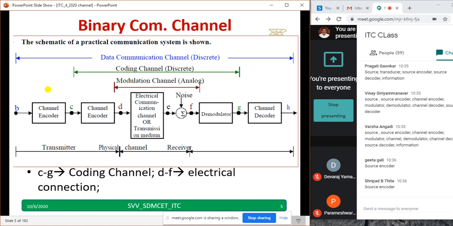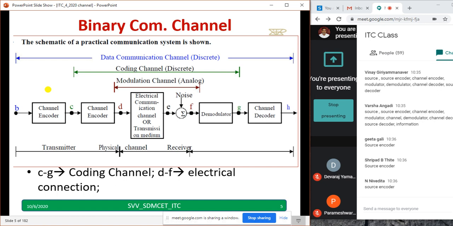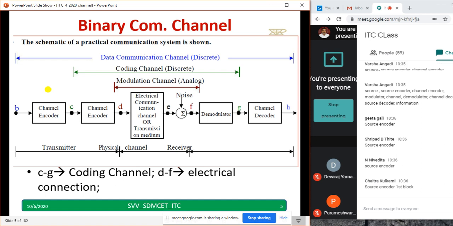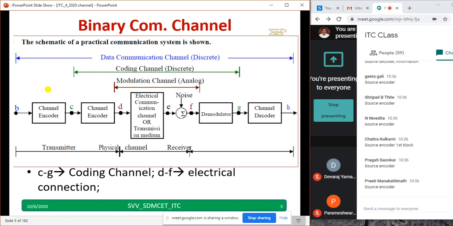Thank you. But actually here, source encoder will not come in the communication system. It is before the communication system that source encoder will come. Any other thing is wrong? Source encoder will not come. Preeti, Pragati. Very good, Maitri. It is a modulator which is missing. And actually, Praveen Patil has also told modulator.